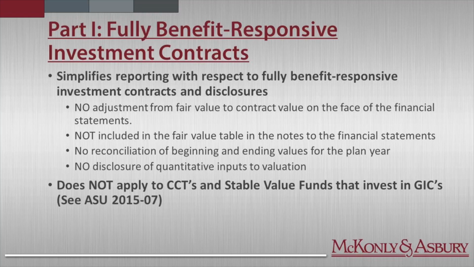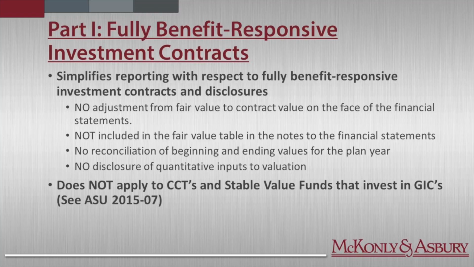So previously, you would have had an adjustment on your statement of net assets showing an adjustment from fair value to contract value. That will go away, and I'll show an example of what that looks like as well. Also, these fully benefit responsive investment contracts, which I'm going to call GICs going forward because that's quite a mouthful, they're no longer required in the fair value table in the note disclosures. And because they're not required in that table, you also don't have to have a reconciliation of beginning and ending values for the plan year.